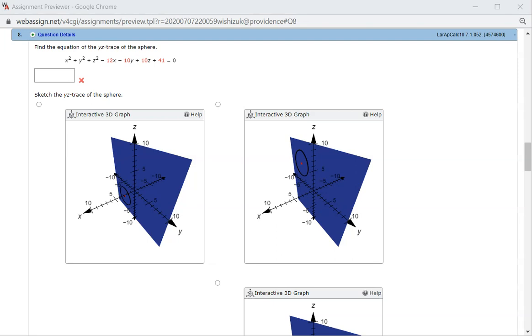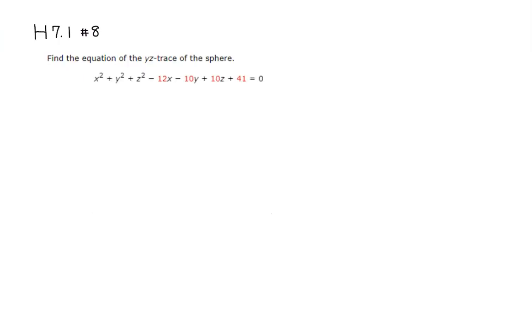All right, let's look at homework 7.1, problem number 8. We want to find the equation of the YZ trace of the sphere. So let's do that. The YZ trace means we want to cut this sphere by the YZ plane.